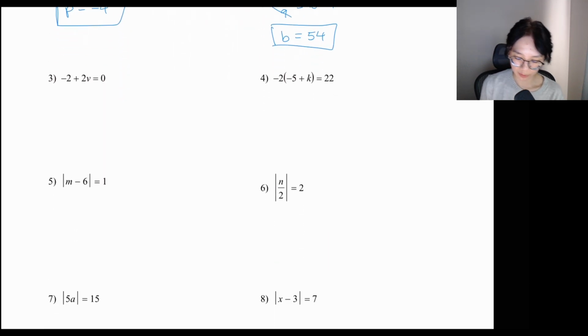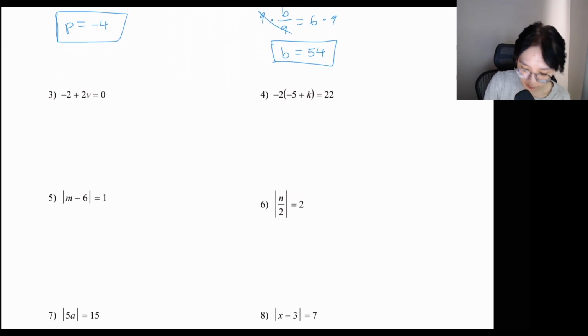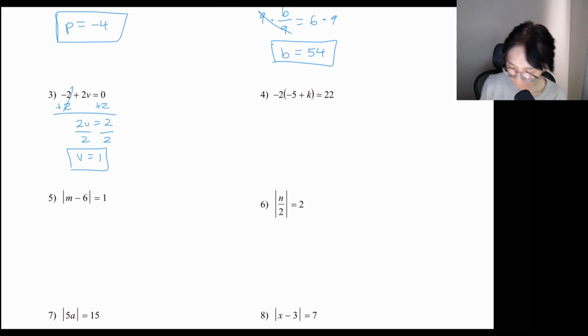Over here, negative 2 plus 2v equals 0. We have kind of a multi-step. Reverse PEMDAS, addition, subtraction first. Add 2 to both sides. 2v equals 2. Now you can divide. No more addition, subtraction. V equals 1.